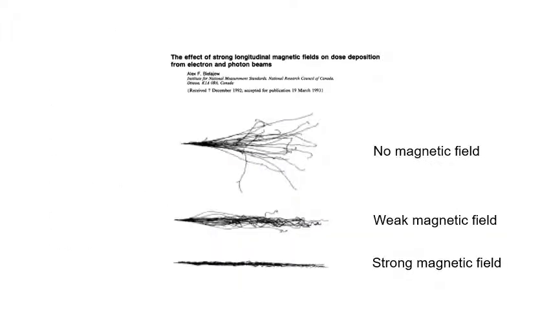This focusing property of axial magnetic fields applies to electron motion in an accelerator, as well as to the electron motion in a material resulting from photon interactions. This effect was demonstrated in this paper using Monte Carlo calculations.